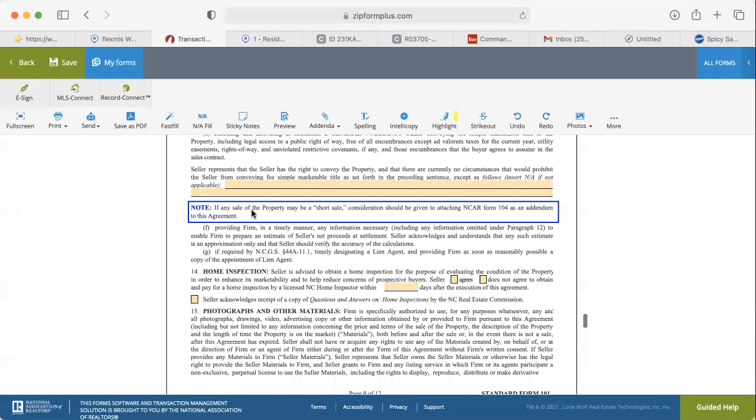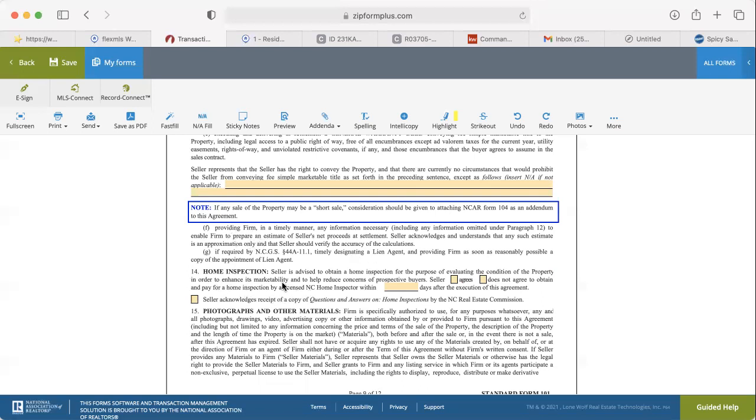If any sale of the property may be a short sale, consideration should be given to attach this form. So a short sale is when a seller owes more than the property is worth, and the bank or their lender agrees to take less than what is owed to avoid a foreclosure. Short does not mean it takes a short period of time to get it approved, because it does not. It could take months to get a short sale approved.